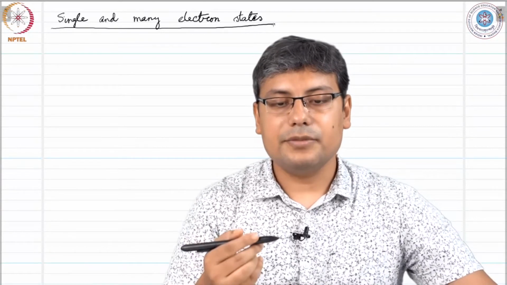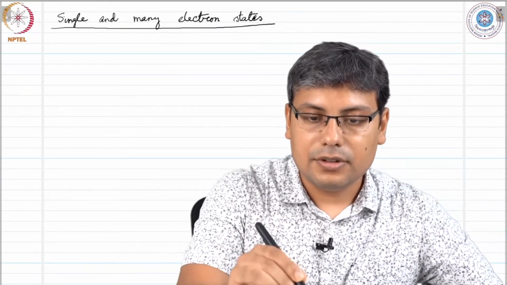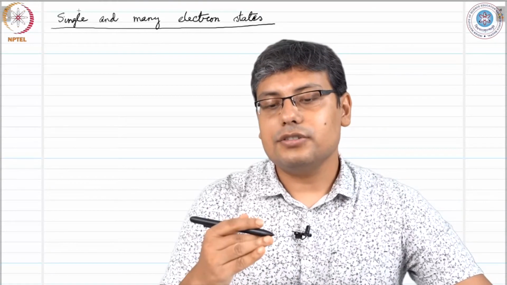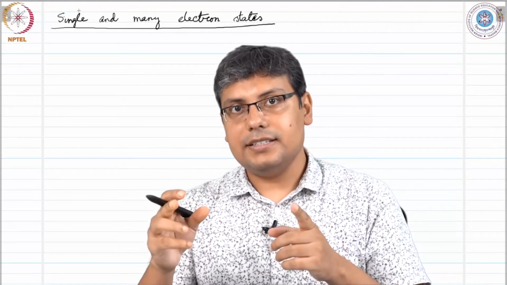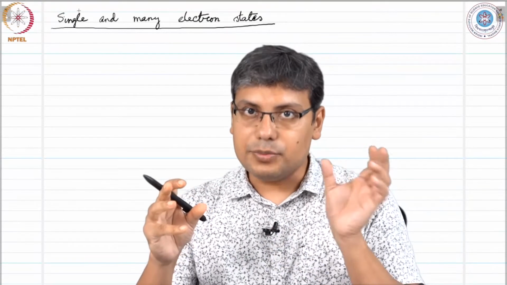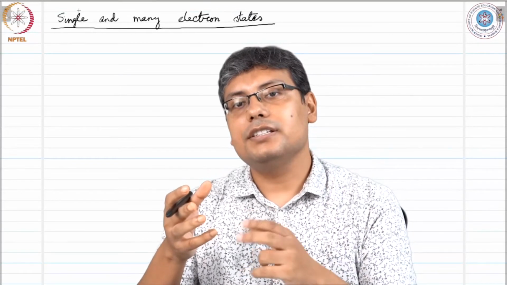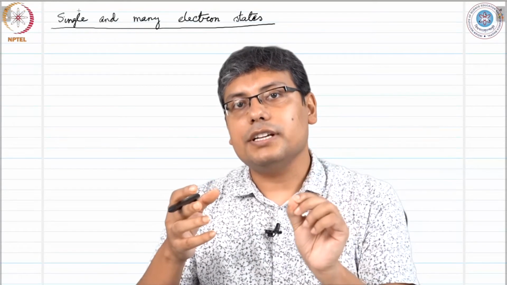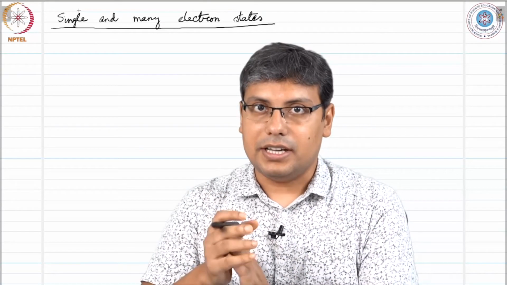Single electron state means a state that can accommodate only one electron, and many electron state means an array of states. It may not be a physical array, a conceptual array of states. In each state one electron may be there. That state may also be empty, something like that.